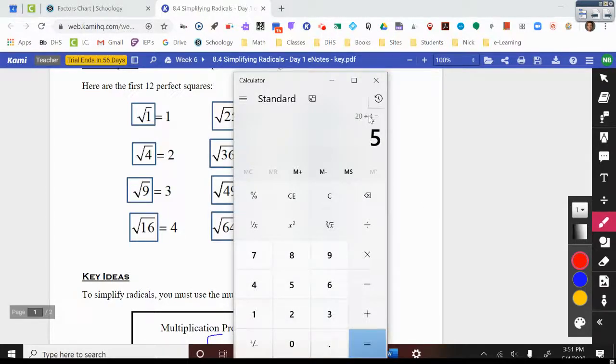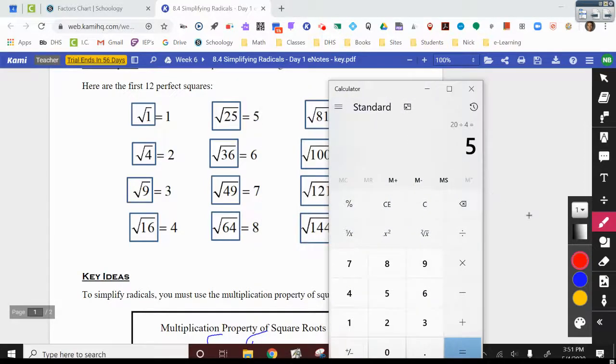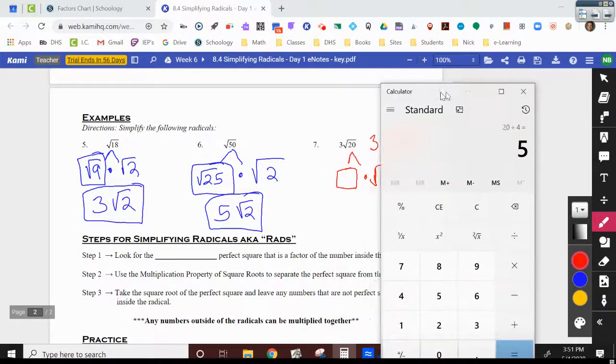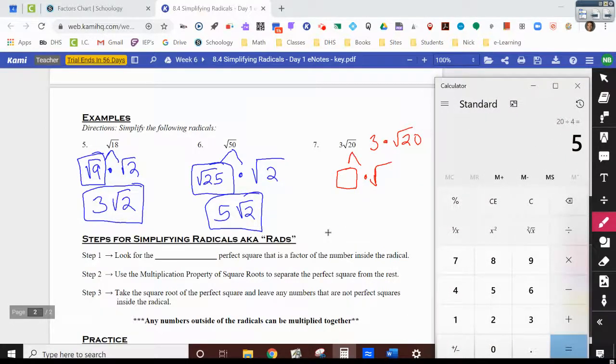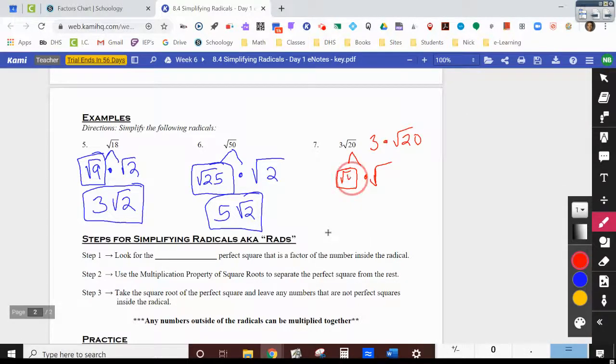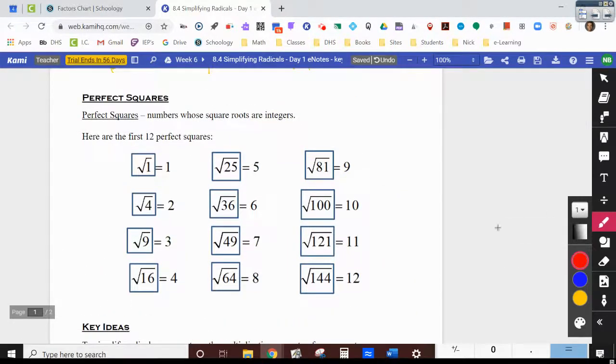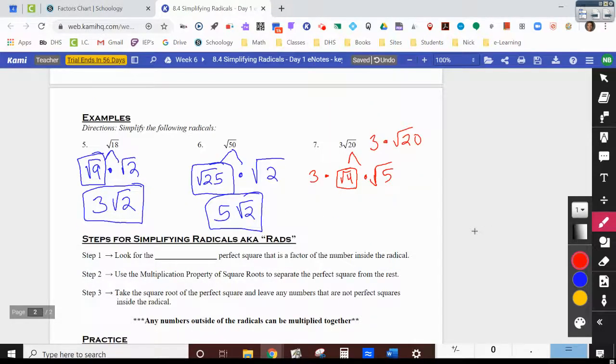Bing, bing, bing, there it is, because 4 times 5 is 20, so that means 4 is going to be my biggest perfect squared number that divides evenly into 20. So that means the square root of 20, I'm going to break up into the square root of 4 times the square root of 5. And there's the 3, which just goes on the outside for now, and it's really 3 times this stuff. Here's my perfect square, the square root of 4, which is equal to 2. So this perfect square number turns into 2. I bring down this 3 times 2 times rad 5.